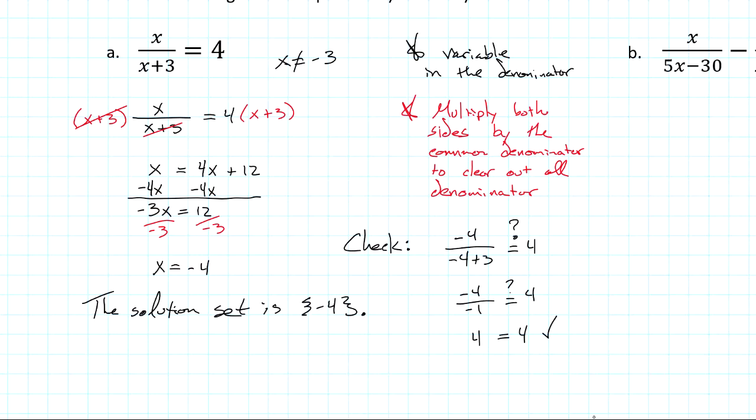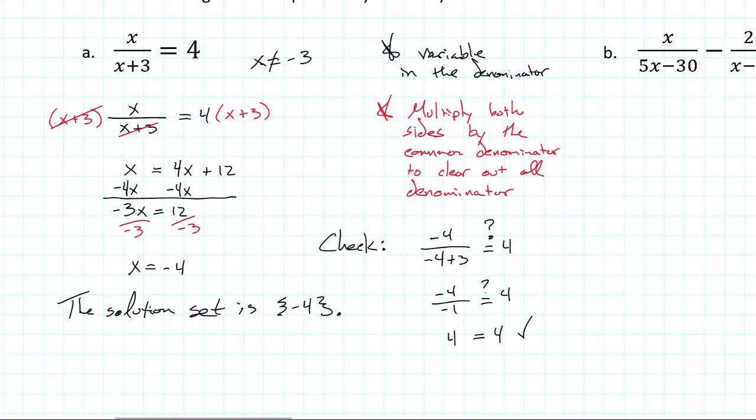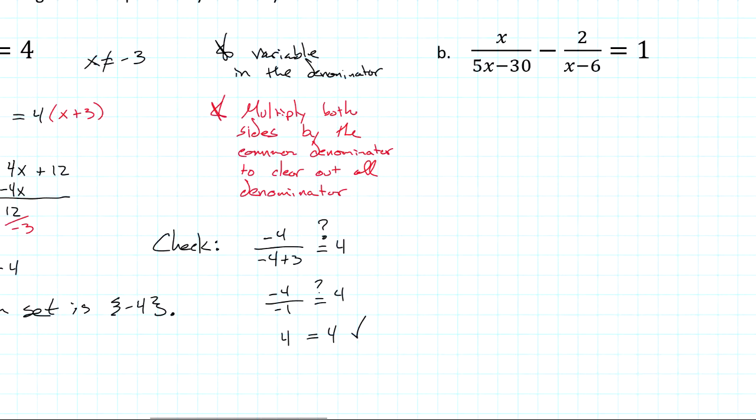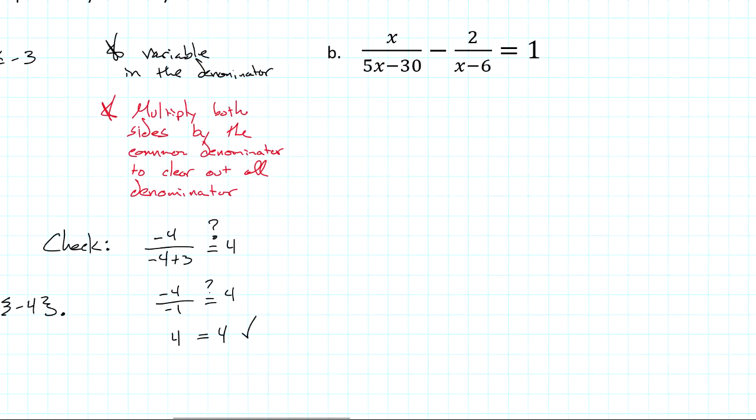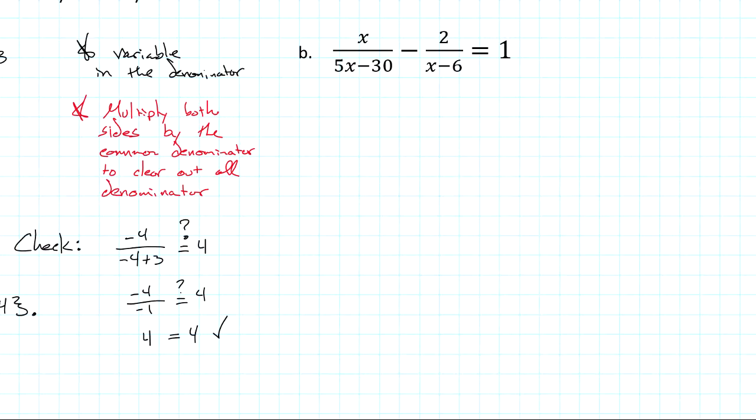All right, so there's our intro to this. That's the basic idea. We're going to run into some complications as we go. So let's take a look at this next one, see what additional things we might need to be considering and paying attention to. So let's see. Let me just read this off. We have x over 5x minus 30 minus 2 over x minus 6.